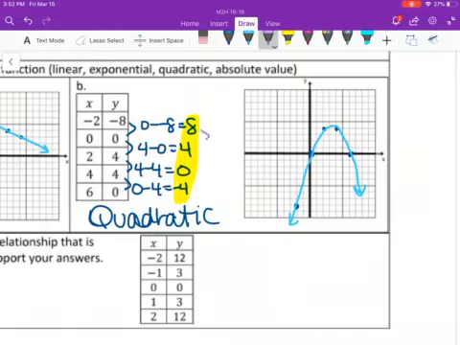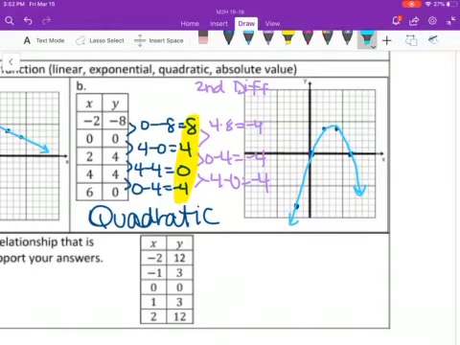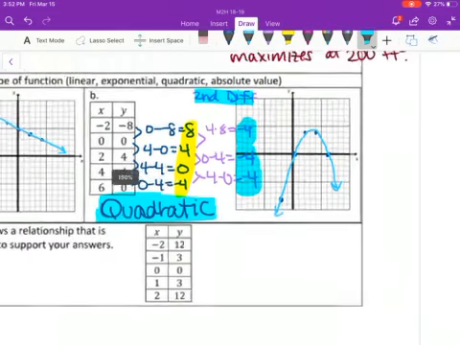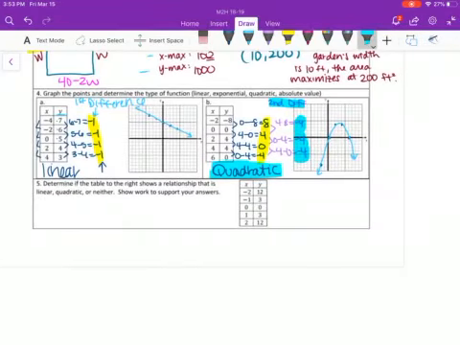But if we do the second difference, if we subtract a second time, 4 minus 8, let's see what happens. -4. 0 minus 4 gives us -4. And -4 minus 0 gives you -4. These are all the same. When the second differences are all the same, that means it's a quadratic. Okay, so if you look for those patterns, the first difference, when you subtract, that gives you a line. Second difference, if those are all the same, it gives you a quadratic.